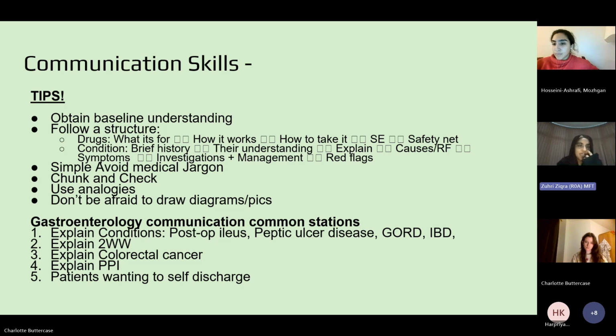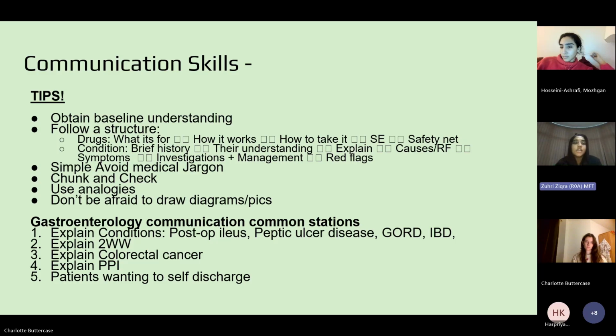So I think common stations that I thought could come up for GI specific, obviously there's loads, but explaining condition-wise, it could be things like diverticulitis. If we load up everything, thank you. So yeah, we've gone through a few today. So peptic ulcer disease, GORD, IBD tend to be common stations, just have a lot of things in them.